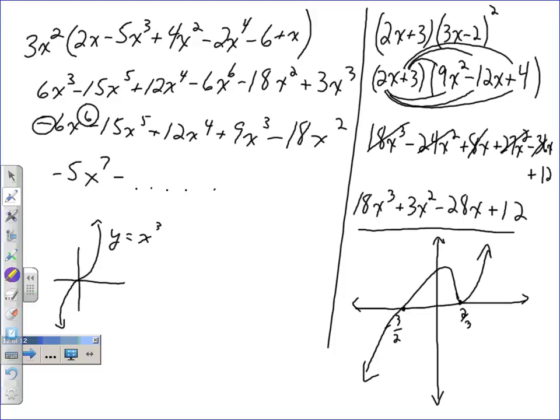Okay. And the reason why it touches is because of 3x minus 2 quantity squared. When you see something like that, it just touches the x-axis and then goes right back up. And there's my S-shaped curve. I don't know how high it goes. Well, actually I do. That point is 12, because when x is 0, y would be 12.